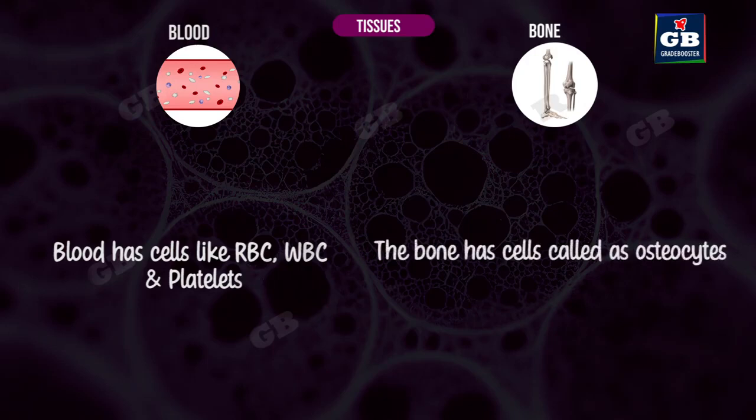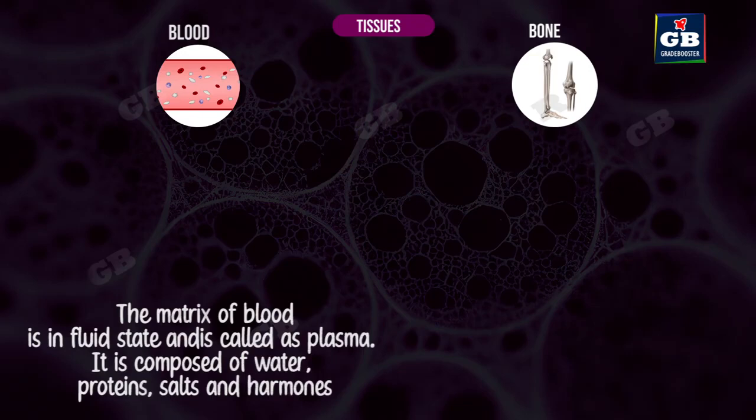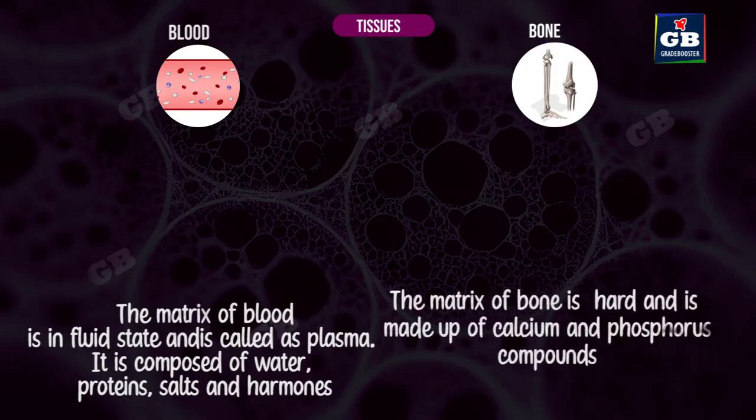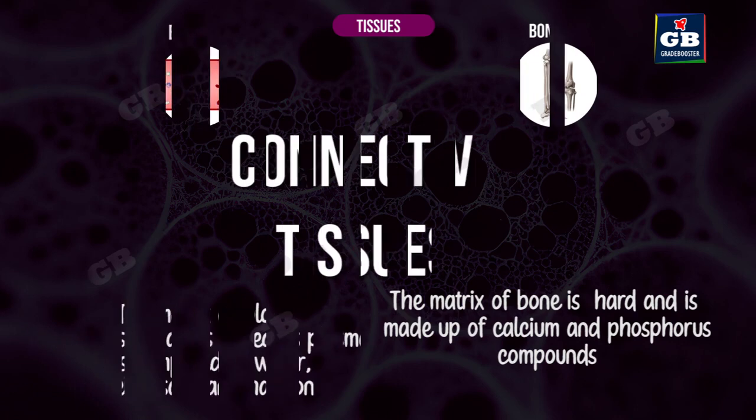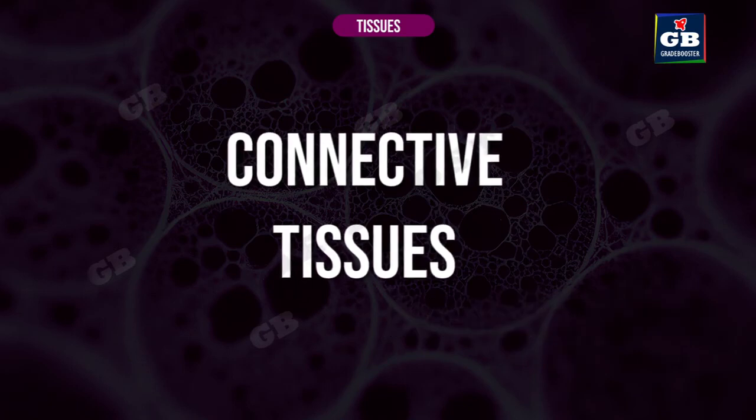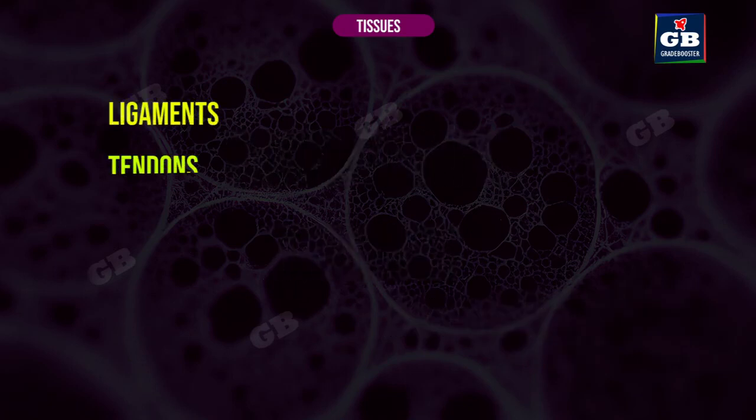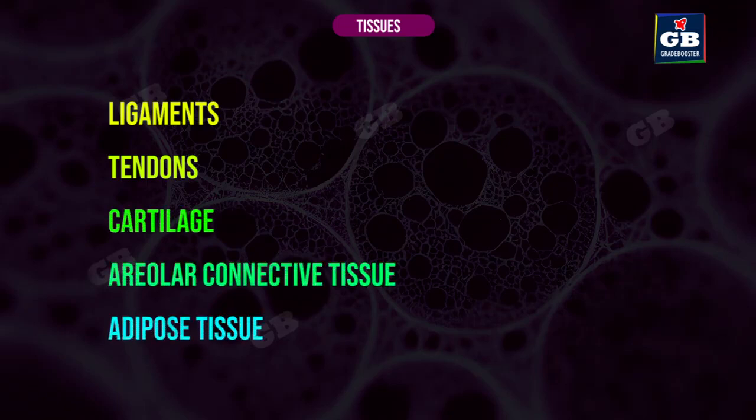The bone has cells called osteocytes. The matrix of blood is in fluid state and is called plasma. It is composed of water, proteins, salts, and hormones. The matrix of bone is hard and is made up of calcium and phosphorus compounds. This is all about blood and bone. Now, let us learn about ligaments, tendons, cartilage, areolar connective tissue, and adipose tissue.